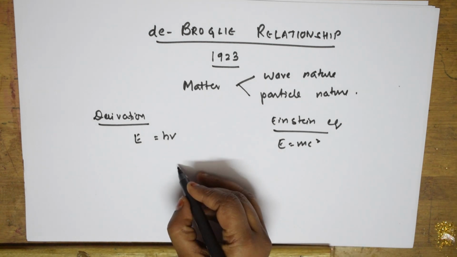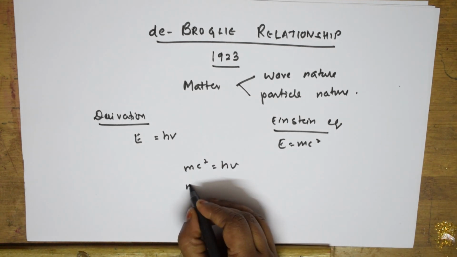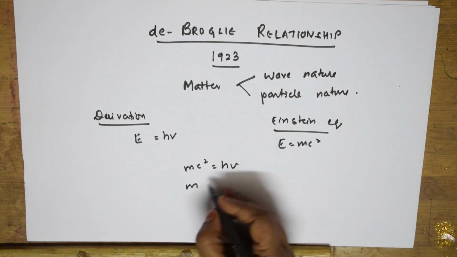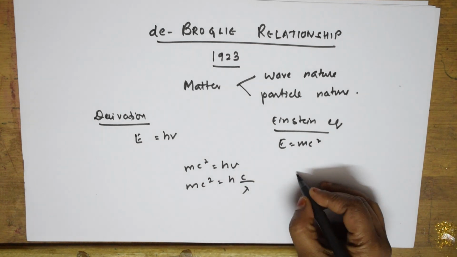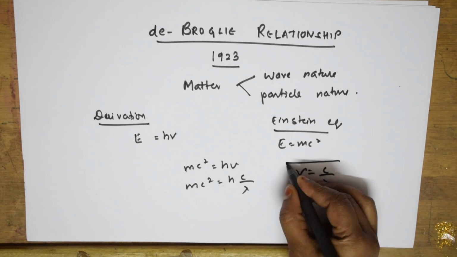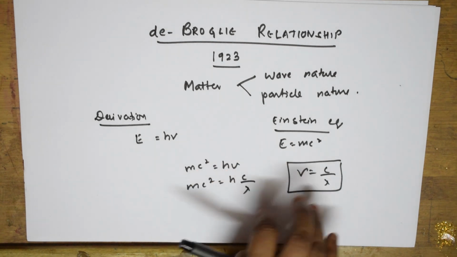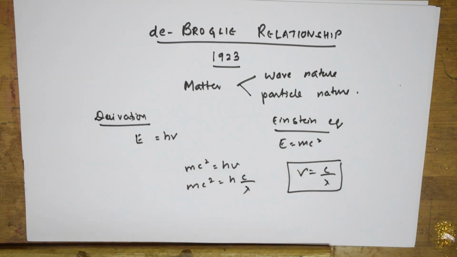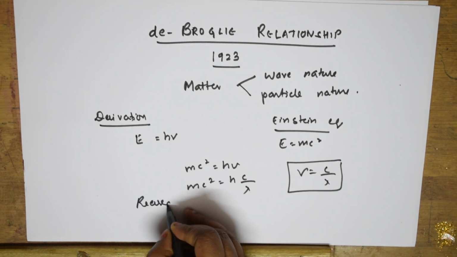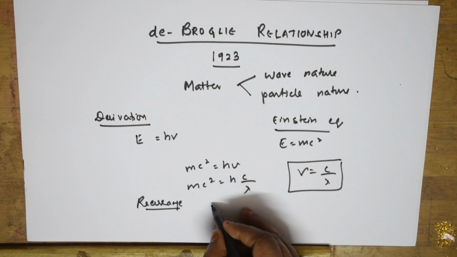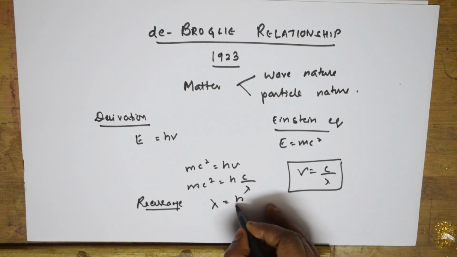Now let us relate the same thing again. I'm writing the same thing: mc square is equal to h nu. I can write this as mc square is equal to h c by lambda. Why did I write this? Because nu is equal to c by lambda. Same concept. Now we will rearrange the equation. When I rearrange the whole equation, I'm taking lambda out. Lambda is equal to h by mc.